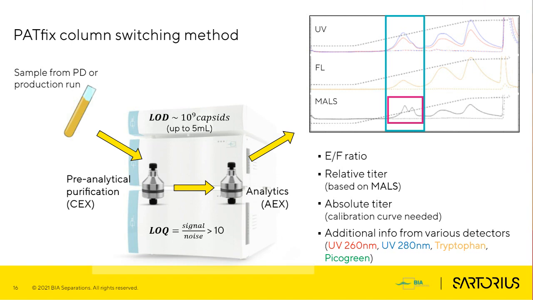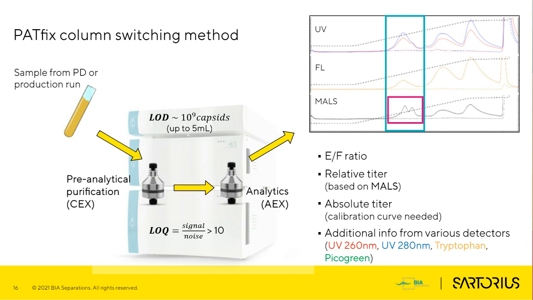So this is a novel method that my colleagues have developed for the purpose of our upstream setup. It is called PATfix column switching method. It is based on a specific configuration of an HPLC system, which accommodates two columns and then switches between them. The first column is a pre-analytical column, and it serves for purification of material. That one is a cation exchange. And then the second column is an anion exchange, which will provide us with the analytics.